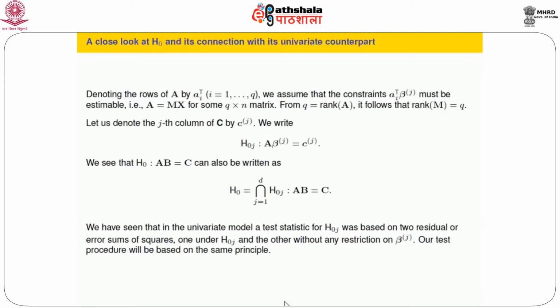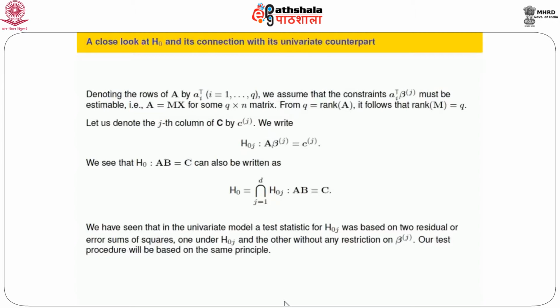So what is our agenda now? Our agenda is to test the hypothesis AB = C. It is assumed to be a consistent system, and the capital A matrix is of the form M times X, where M is some q cross n matrix and rank is q. This can be proved; we are not making this an assumption. From the representation A = MX, and the fact that rank of A is equal to q, that is, A is a full row rank matrix, we can show that rank of M is equal to q. It's not a hard, difficult proof. We have seen it in one of our earlier slides.